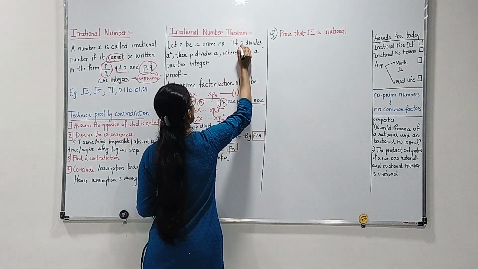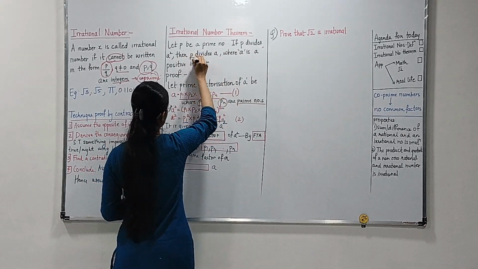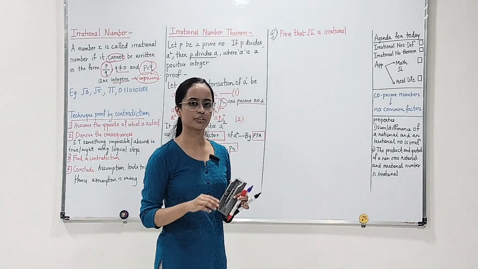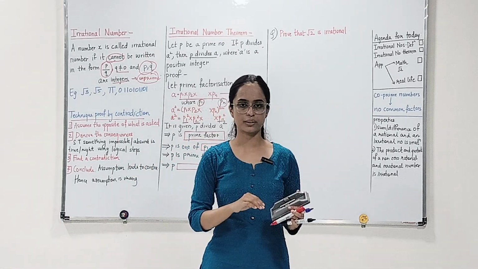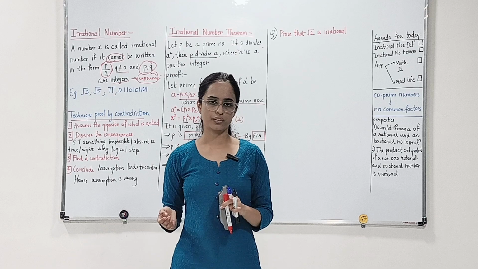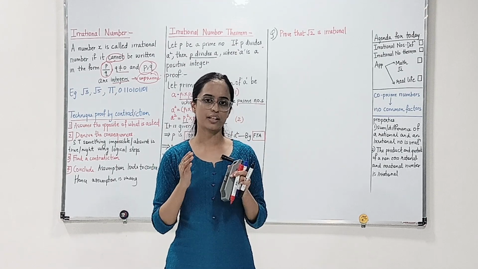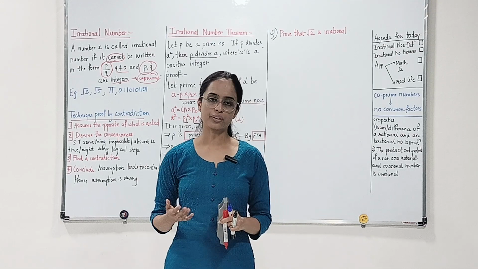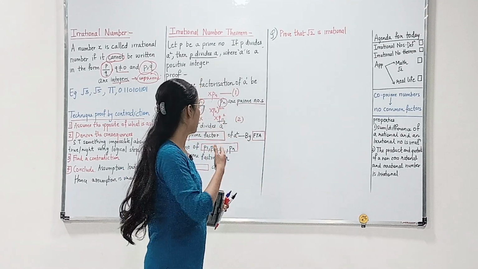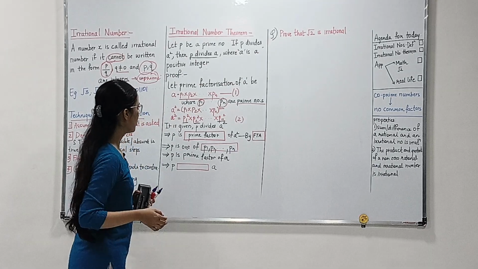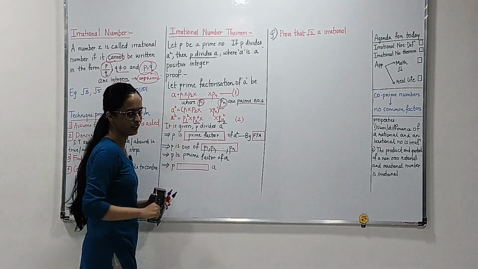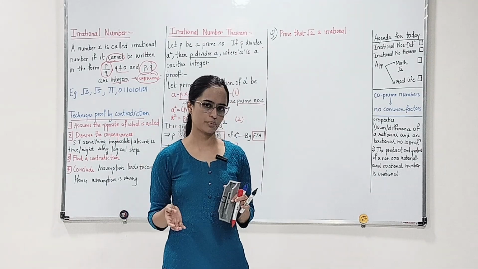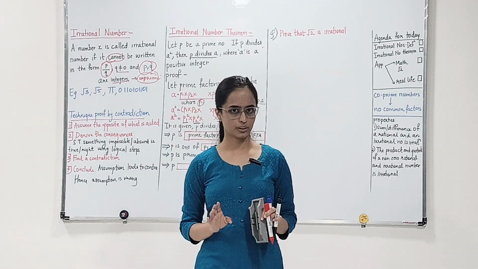Now if p divides a square, then you are supposed to prove that p divides a, where a is a positive integer. So here you are actually given two numbers, one is a prime number, one is a normal positive integer. You have been given that if p is dividing a square, then p would also divide a. How are you going to prove this? So let's start. We are first going to write the prime factorization for the number a. We don't know whether the number is a prime number or a composite number. We have just taken it to be a positive integer.